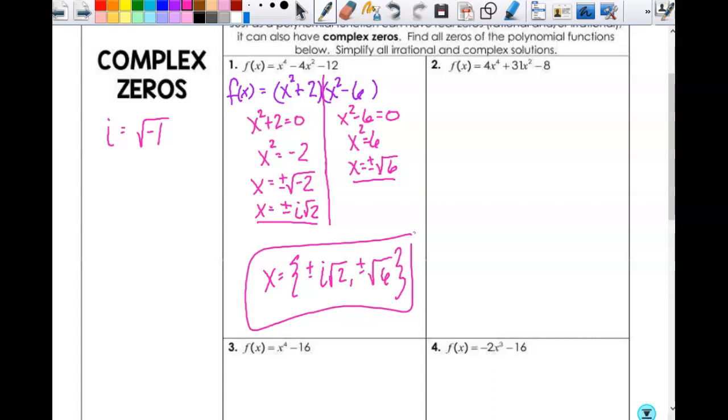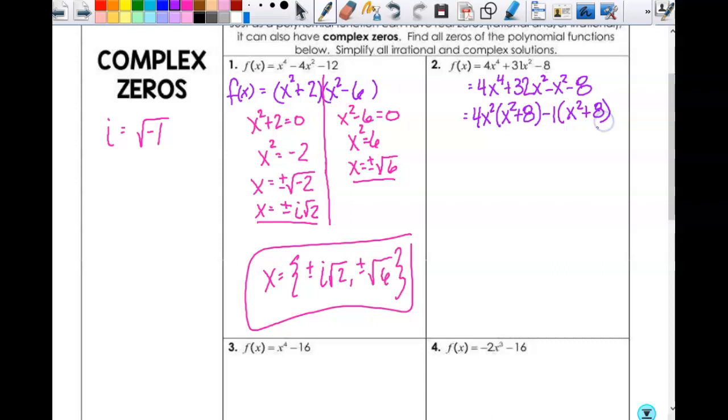All right. So let's look at number 2. We're going to factor this one. So if we factor this by grouping, 4 times 8 is 32. So those two numbers would have to be 32 and -1. So we're going to get 4x to the 4th plus 32x squared minus x squared minus 8. Do you agree with that so far as grouping is concerned? All right. So then we get 4x squared times x squared plus 8 minus, and then factor out a -1, and we get x squared plus 8.